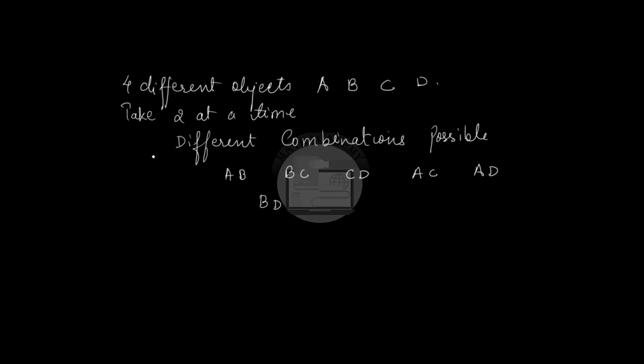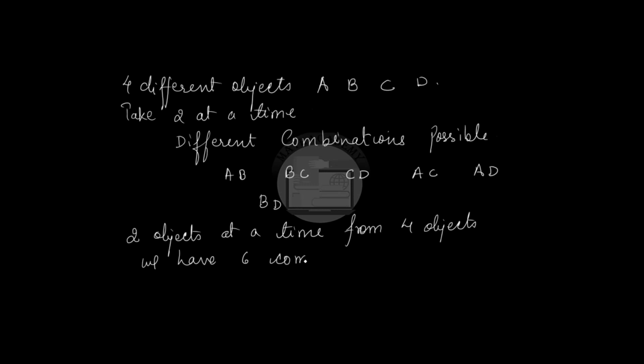So we say that for choosing two objects at a time from a total of four objects, we have 6 combinations possible. And what are those combinations? Those combinations are AB, BC, CD, AC, AD and BD. So I hope what we mean by combination is clear.